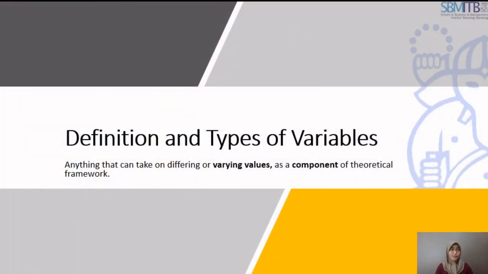In this section, we will discuss the definition and types of variables as components of a theoretical framework. Since a theoretical framework involves an identification of the network of relationships among the variables considered important to the study of any given problem situation, it is essential to understand what a variable means and what the different types of variables are.